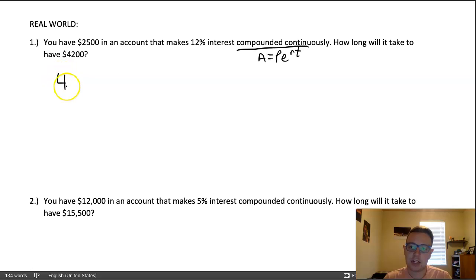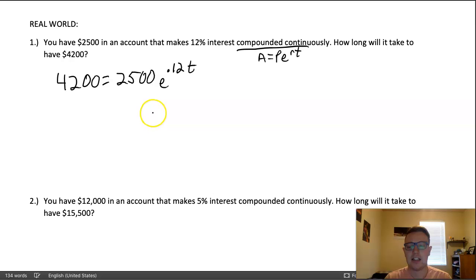To start off, we're trying to get $4,200 in an account. We started off with $2,500. We'll have e to the 0.12, our rate is 12%, t. Okay. And try to solve from here. Remember, you're going to have to get the e by itself before solving. How long will it be?